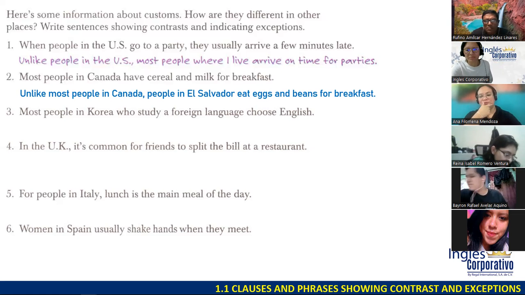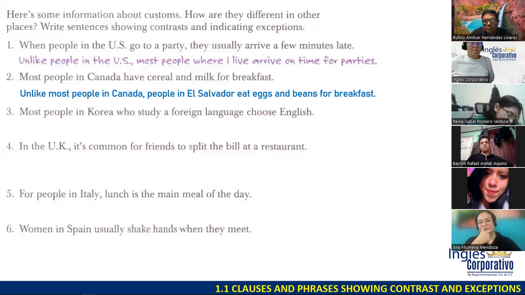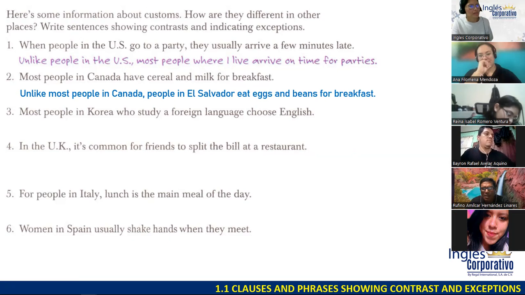Dígame, Rufín. In the sentences, can I use while? Yeah. While, yes, you can. While most people in Canada have cereal, people in El Salvador eat eggs and beans for breakfast. Mm-hmm. While, okay. It's something similar. Mm-hmm. Yeah, because you're showing contrast. Okay. What about the second one?